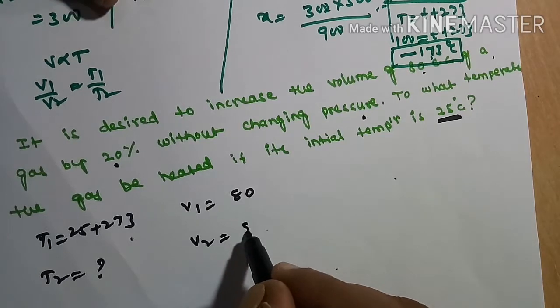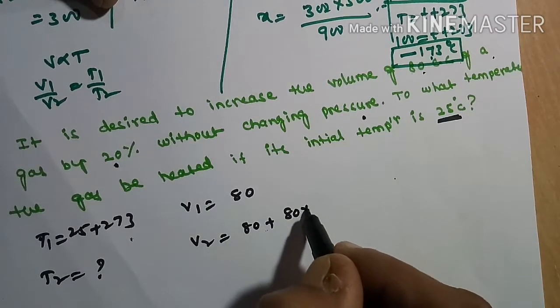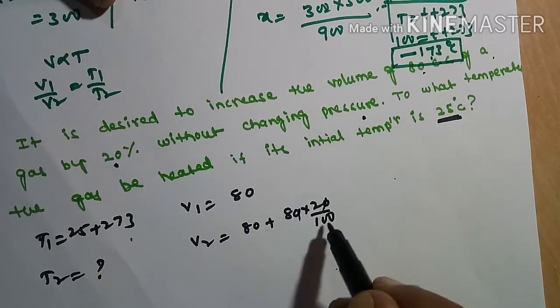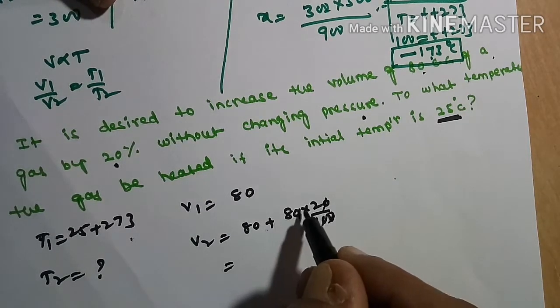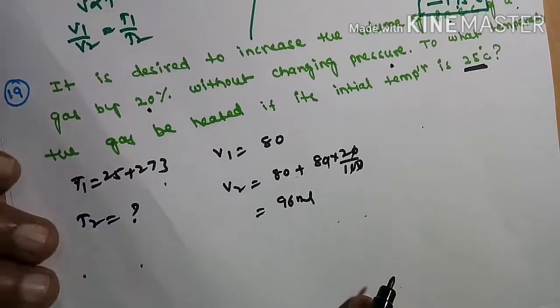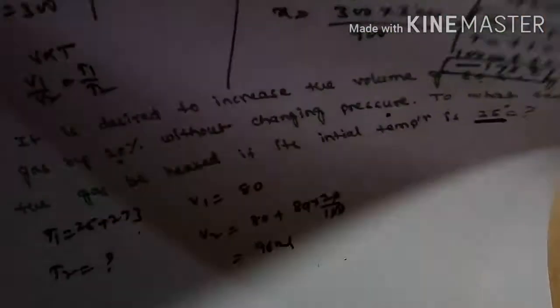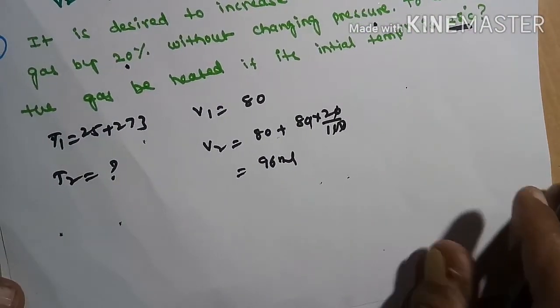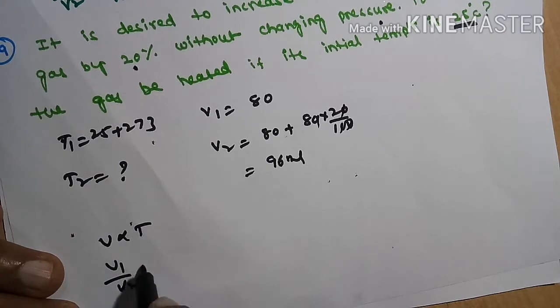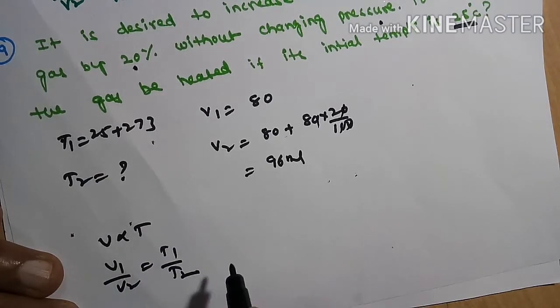V2 is equal to 80 plus 80 into 20 by 100, since 20% should be increased. So 80 plus 16, we will get 96 ml. Then the principle we have is V is proportional to T at constant pressure. So V1 by V2 is equal to T1 by T2 we can write.